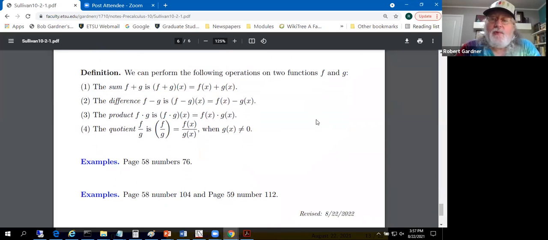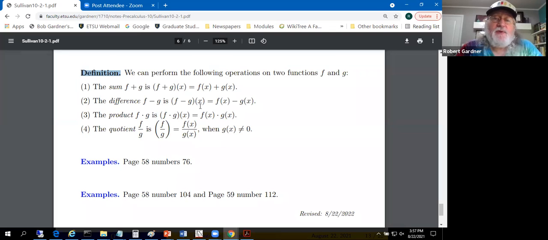We can perform the following operations on two functions f and g. So we're going to be given functions f and g, and we're going to make a new function using those two old functions. We can define the sum f plus g of x. All right, so we're defining a new function of x, a function denoted f plus g. F plus g of x is defined to be, it's a definition, f of x plus g of x.